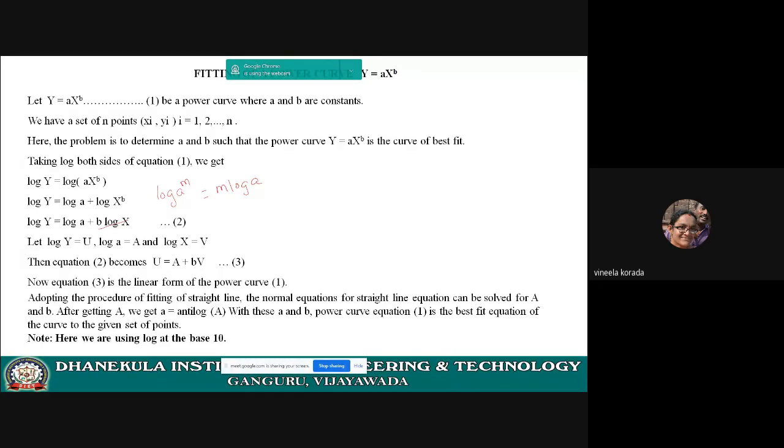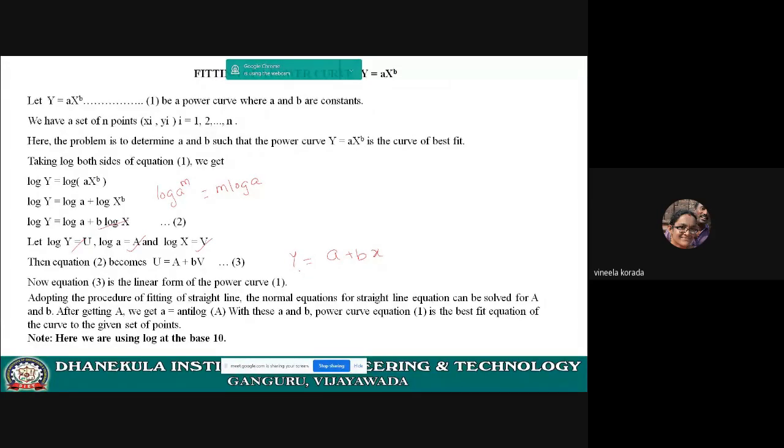To convert it into the form of a straight line, I am assuming log y as u, log a as A, and log x as v. Then equation 2 is transformed to the form u is equal to A plus bv. Now observe this, it is of the form y is equal to a plus bx, the equation of a straight line.